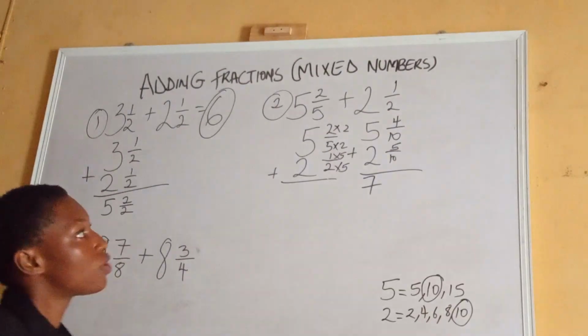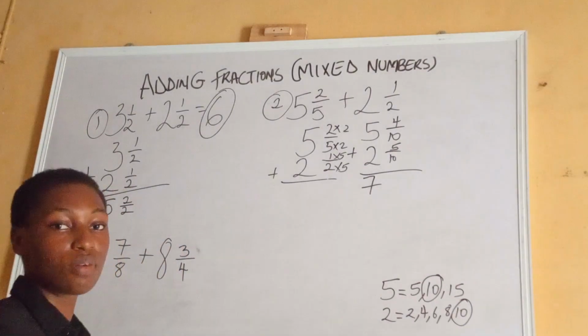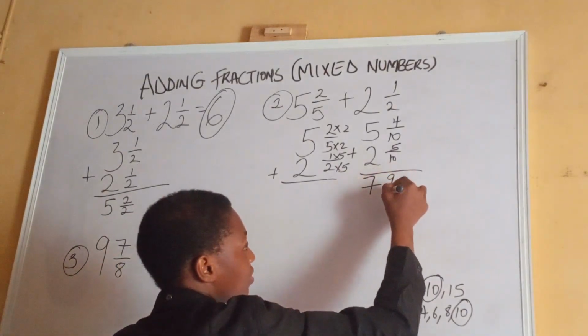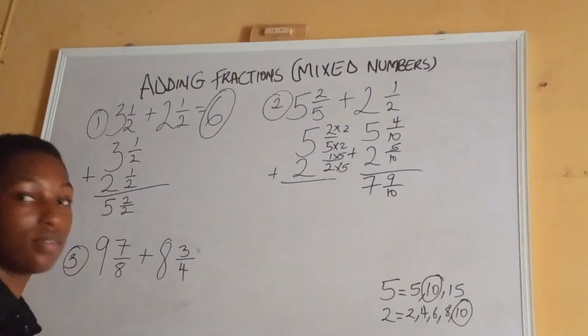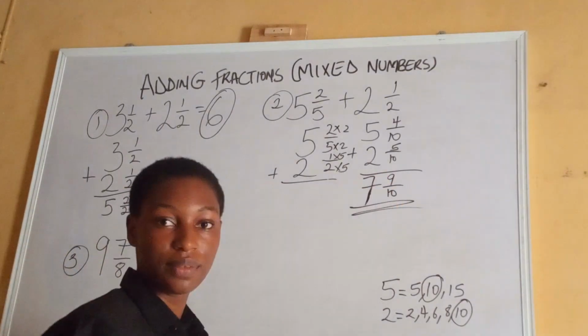What do you do next? You're going to add 4 over 10 plus 5 over 10. When you're adding 4 over 10 plus 5 over 10, what will you have? Correct, 9 over 10. At the end of the day, this will be your final answer: 7 whole number, 9 over 10.